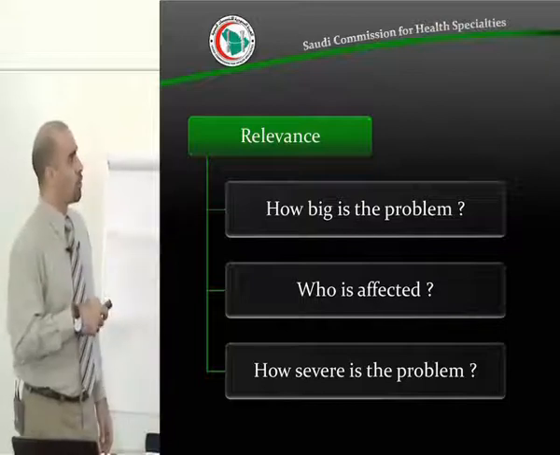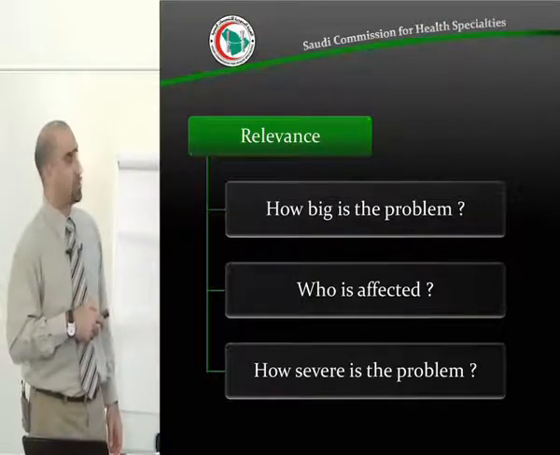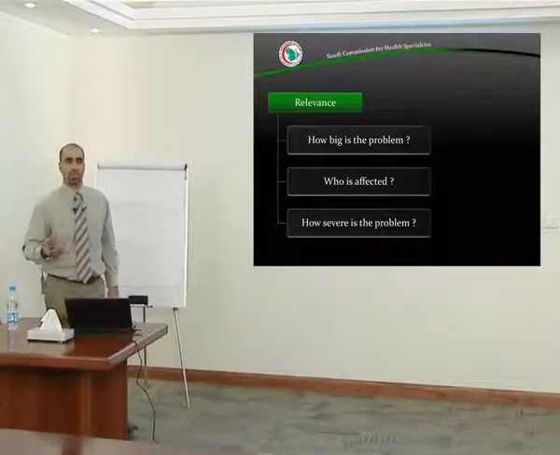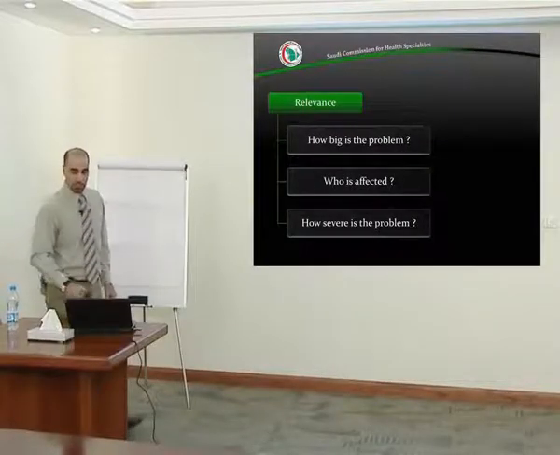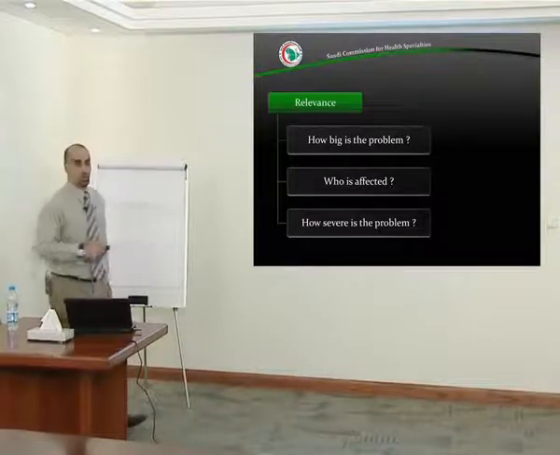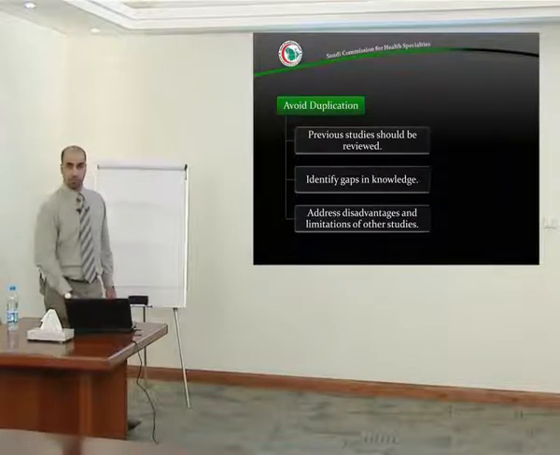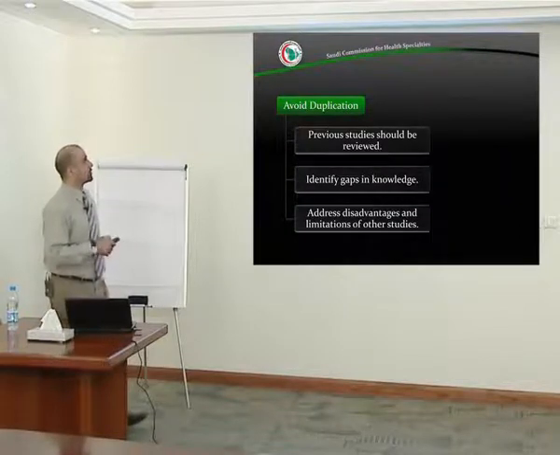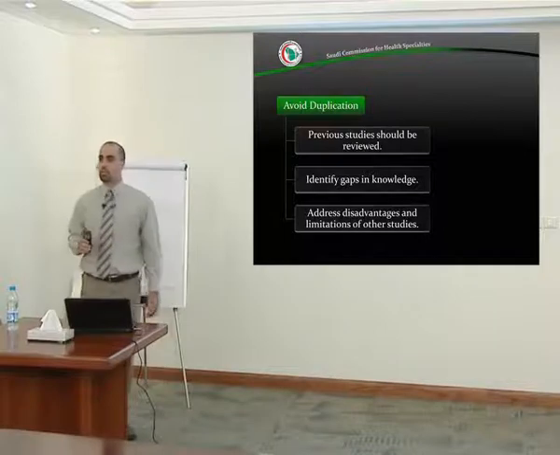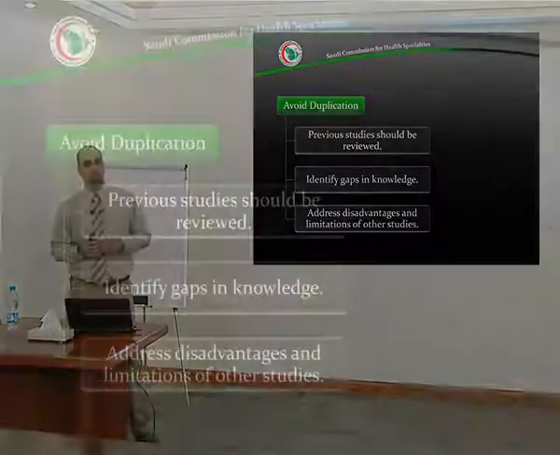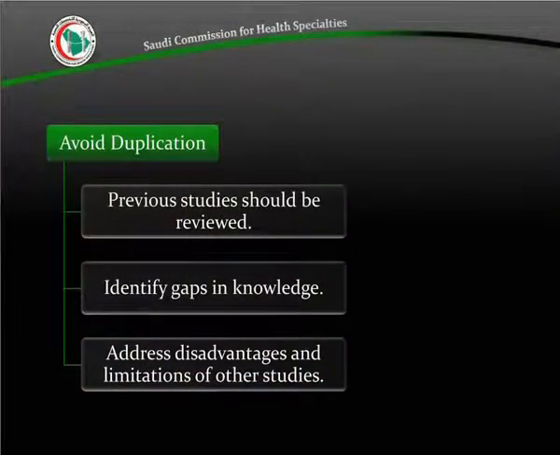Whereas if there is no problem and it does not affect a lot of people and the outcome is not severe, your project or your paper or your study will not make a big difference. This is why the more relevant your research question is, the better it will be. You have to avoid duplication. Previous studies should be reviewed, of course, because when you are coming up with a research question, as I said earlier, the answer to this research question could be as simple as getting a paper from the literature, reading it, and that should be it.